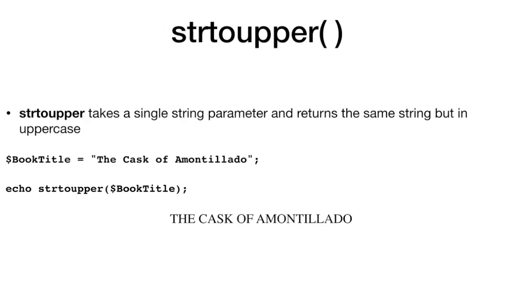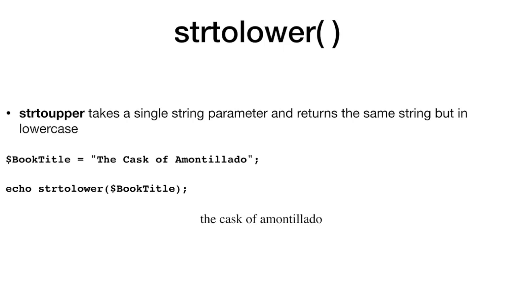So strtoupper takes a single string parameter, and it returns the same string then, but in uppercase. So here if we say echo strtoupper book title, it'll give us back the exact same text, but each of the characters will be in uppercase. So no prizes then for guessing what strtolower does. It evaluates to the string that's passed into it, but each of the characters in the string will be in lowercase.